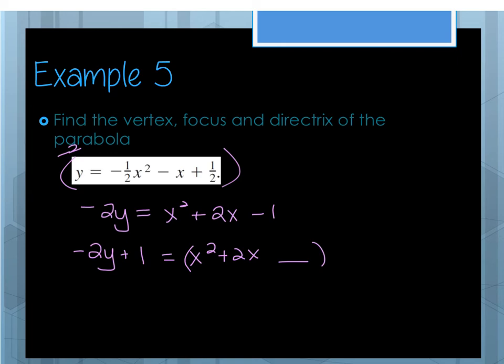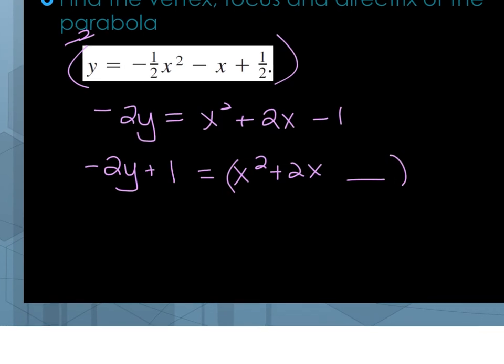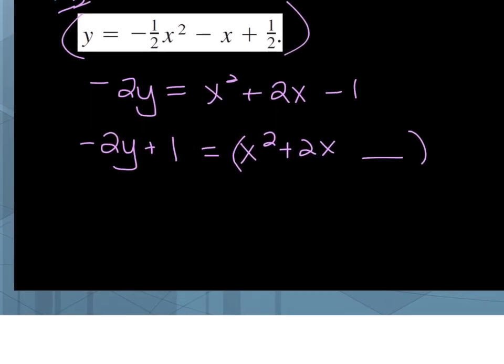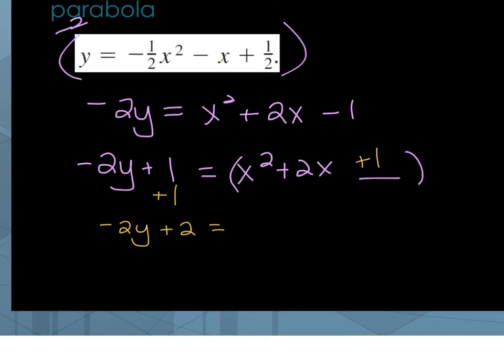Everybody with me so far? And then I want to complete the square. So 2 divided by 2 is 1. 1 squared is 1. I'm going to add the 1 here and on the other side of the equal sign. So I get negative 2y plus 2 equals, I've made it into a perfect square, so I'm going to factor it. Square root the first term, square root the last term, take the sign from the middle, put it in the parentheses and square it.